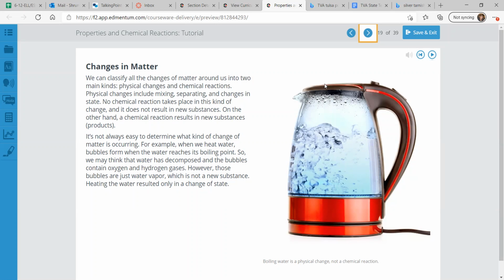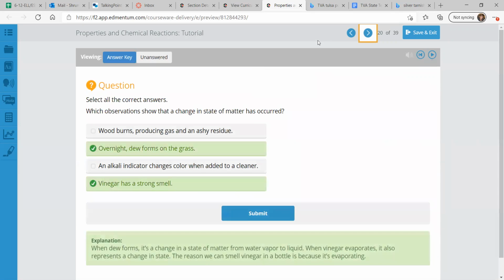For example, when we heat water, bubbles form when the water reaches its boiling point. So we may think that water has decomposed and the bubbles contain oxygen and hydrogen gases. However, those bubbles are just water vapor. They are the same substance. The liquid water is the same as the gaseous water. The hydrogen and oxygen did not separate. They're still together in H2O form, so they're not a new substance. Heating the water resulted only in a change of state. So you have to be a little careful here. A chemical reaction is more intense, something newer is created out of it.